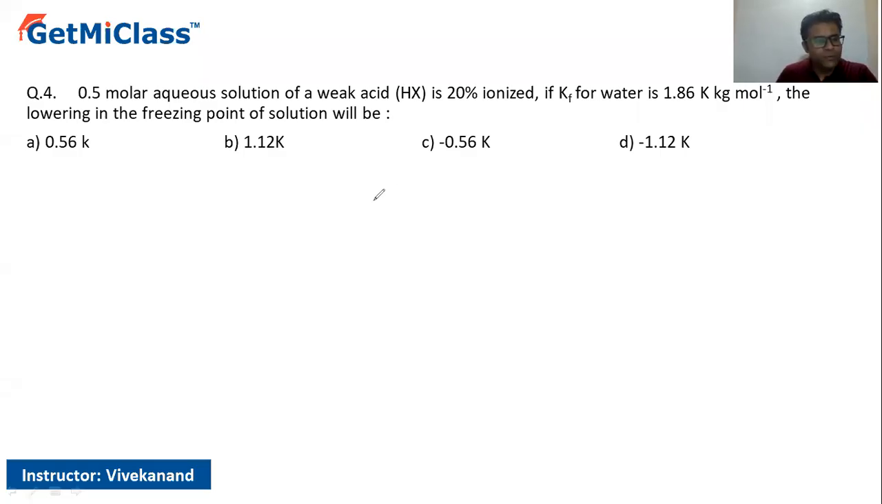Question number 4. A 0.5 molar aqueous solution of a weak acid HX is 20% ionized. If Kf for water is 1.86 Kelvin kg per mole, the lowering in freezing point of the solution will be: option A, 0.56 Kelvin; option B, 1.12 Kelvin; option C, minus 0.56 Kelvin; and option D, minus 1.12 Kelvin.